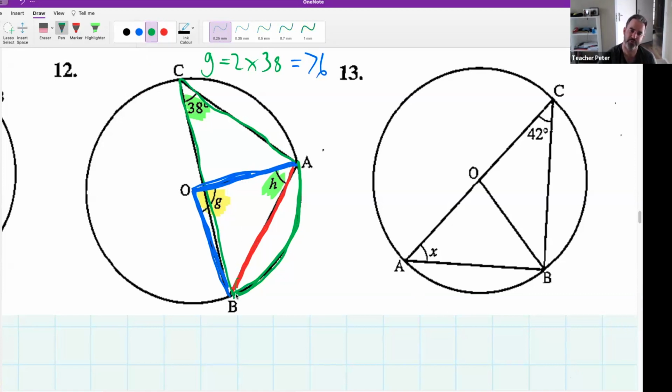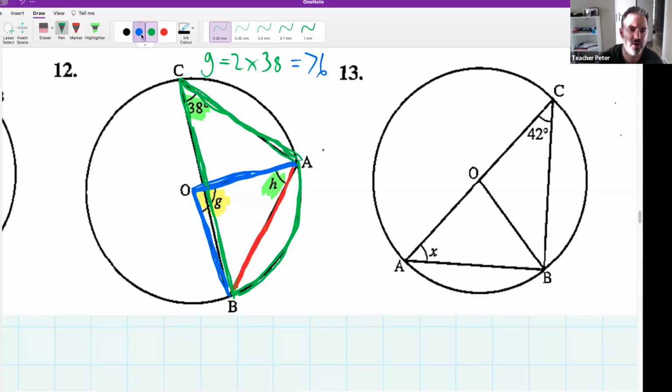But then if I go from this AB and I go all the way to the top, you'll notice that I have the angle 38. So the yellow one must be double the 38, which is 76.